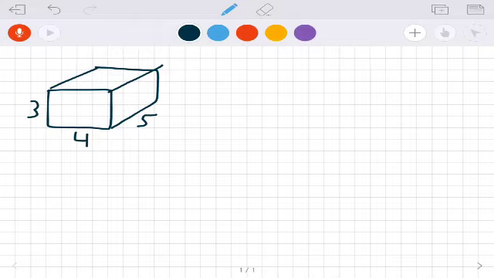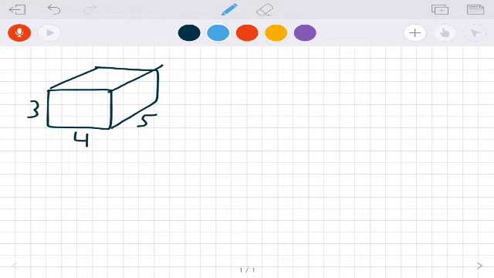So I have a pretty basic rectangular prism here. It's 3 by 4 on the front and 5 on the back. Again, to get volume, we'd multiply those together. 3 times 4 is 12, times 5 would be 60. But with surface area, we've got to do something else. With surface area, we've got a number of different surfaces that we need to find the area of.